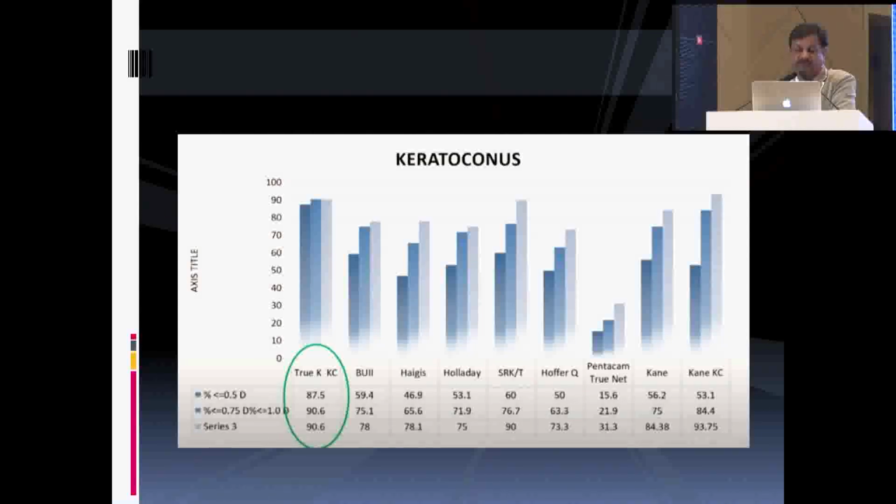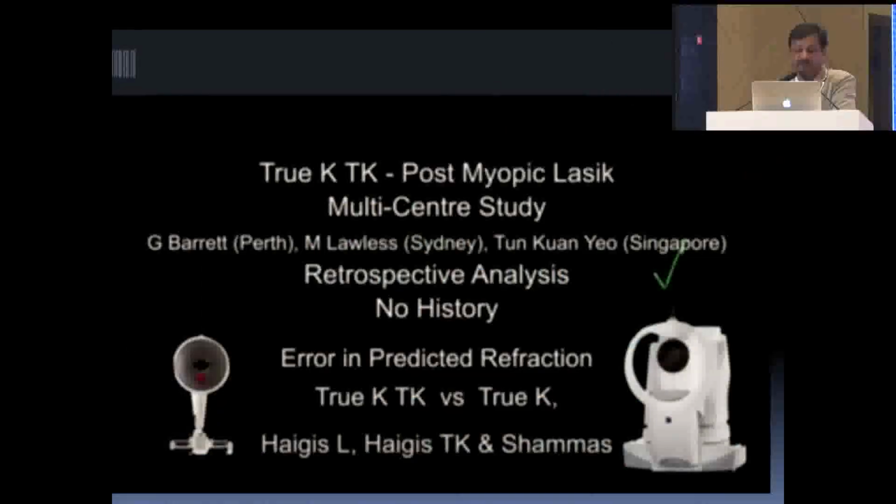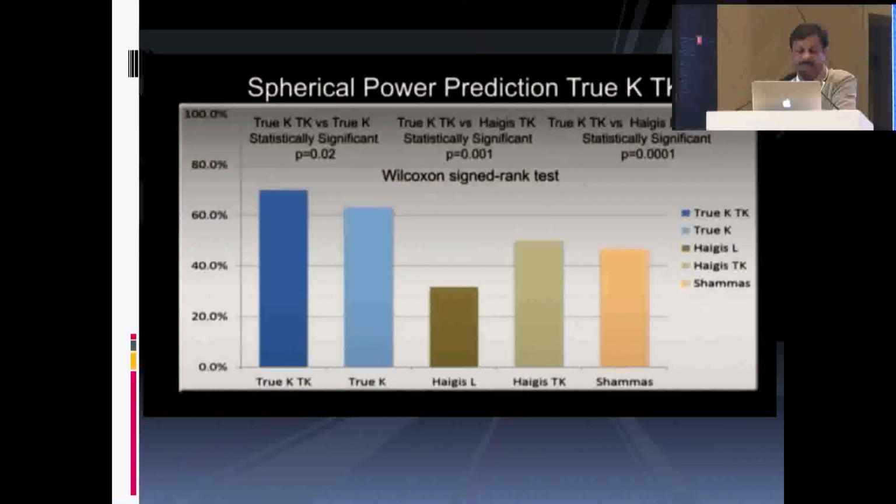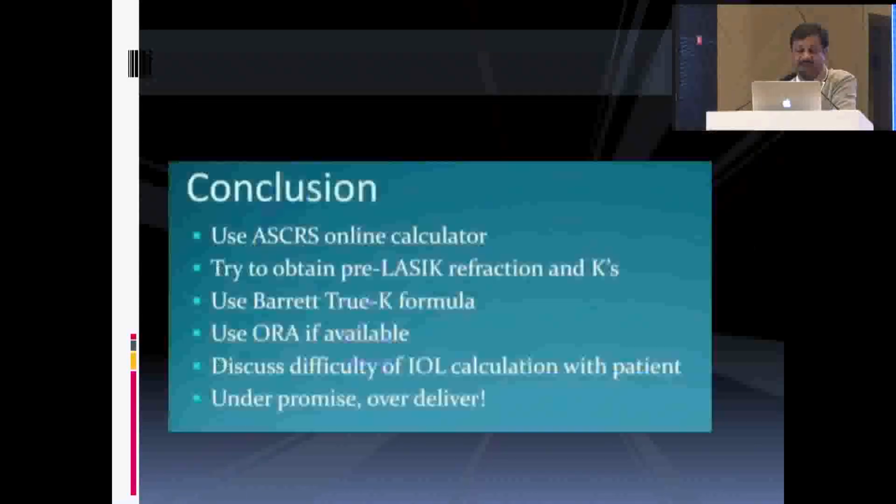In these keratoconus patients, estimating the corneal curvature and estimating the axial length is again a big issue. Regarding True K TK post-myopic LASIK, it was a multi-center study again done by Graham Barrett. They did a retrospective analysis of eyes with no history, found the errors in predicted refraction, and compared True K TK versus True K, Haigis-L, Haigis TK, and Shammas. For the spherical power prediction, the mean error with True K TK was the minimum. So True K TK, I think, works very well.